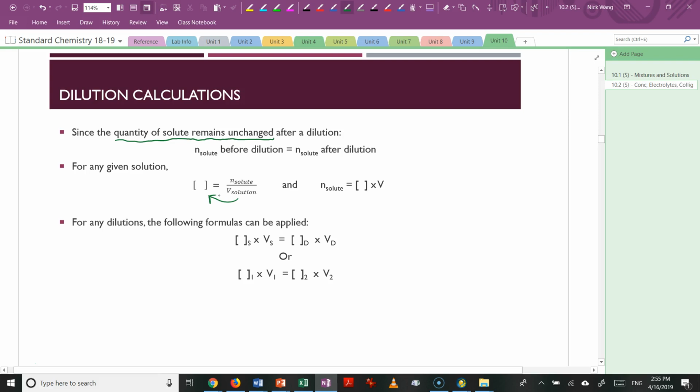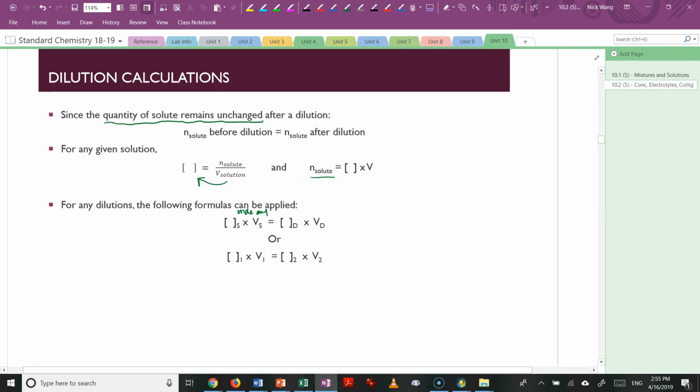For any dilutions that happen, the following formulas can be applied. So you have square bracket S times Vs, right? Because what's that equal to? That equals the mole amount. And that's right here, the mole amount. So the brackets represent the concentration times the volume, and that's equal to a mole amount. And that's going to have the S subscript there, which is representing stock.